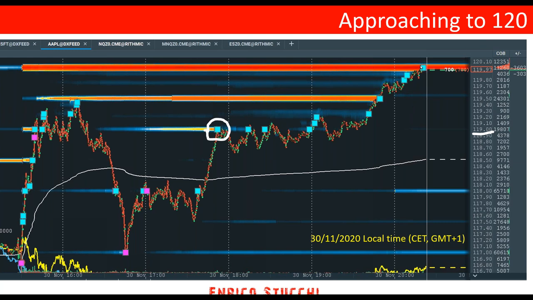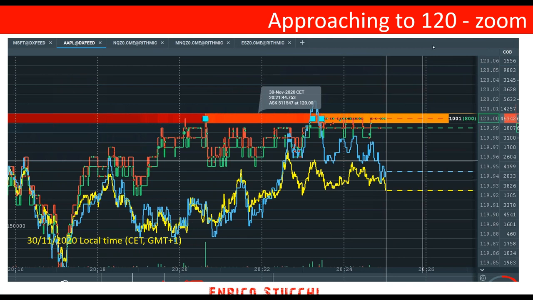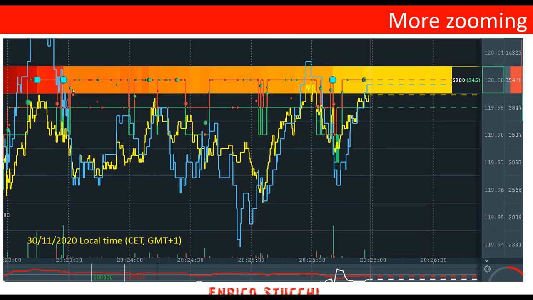You have to wait and understand exactly what is happening here, zooming. This is the zoom. What happens here? First test, absorption. They try again, absorption. Here there is a lot of algorithmic activity on this level. Okay, here, more zoom.